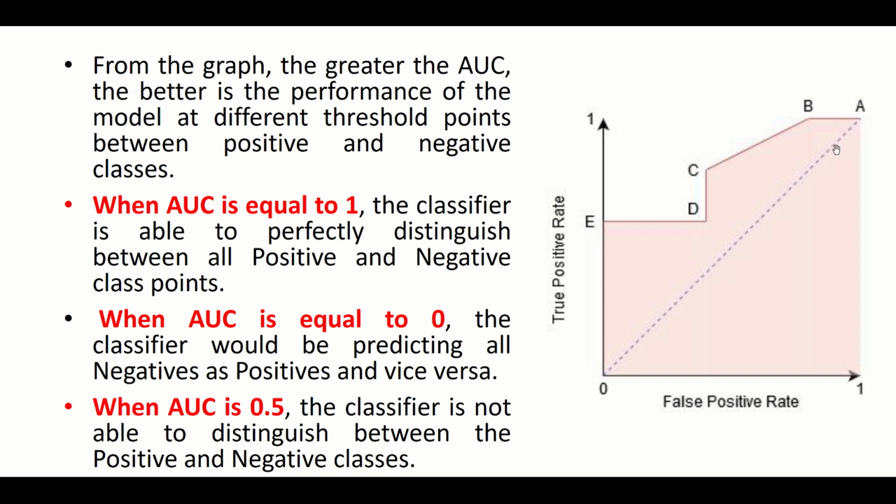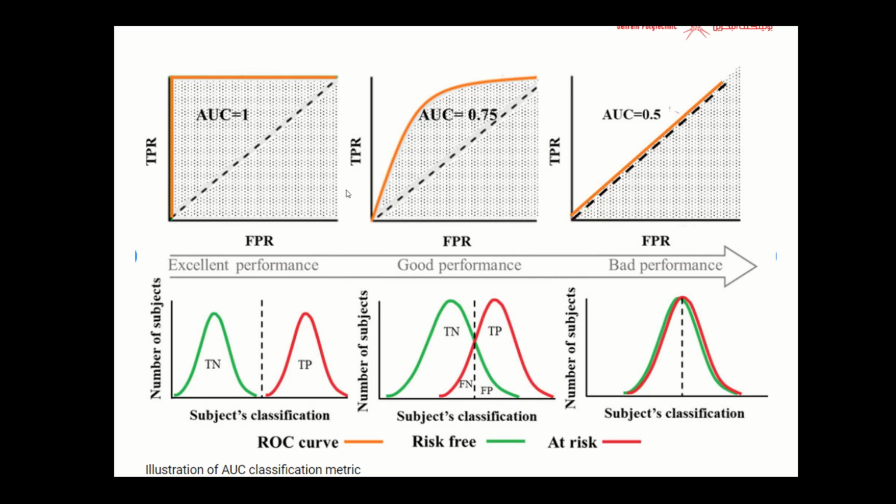And now you could see this diagonal line which crosses through the middle, right? So this dotted line, that is when your AUC is 0.5. So when you see that your AUC is 0.5, that means that the classifier is not able to distinguish between the positive and the negative classes. So this is from ResearchGate, one of the research papers. When you look here, this is your AUC equal to 1. If your AUC is equal to 1, that means you have a perfect one.